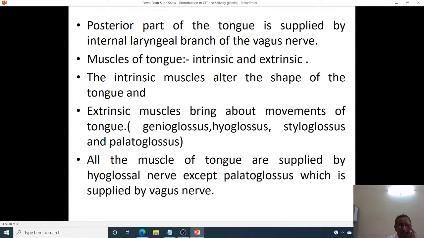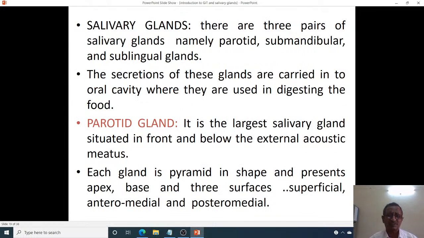Posterior part of the tongue is supplied by the internal laryngeal branch of the vagus. Then, of course, muscles of the tongue, intrinsic and extrinsic muscles. Intrinsic muscles determine the shape of the tongue, and extrinsic muscles bring about the movement of the tongue. Genioglossus, hyoglossus, styloglossus, and palatoglossus. All the tongue muscles are supplied by the hypoglossal nerve except the palatoglossus, which is supplied by the vagus nerve.